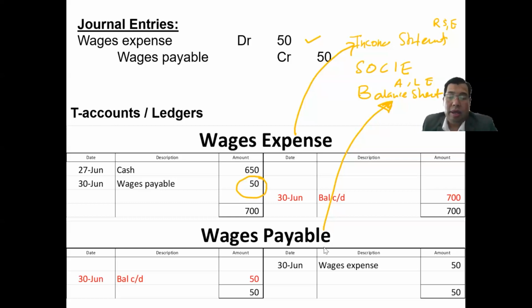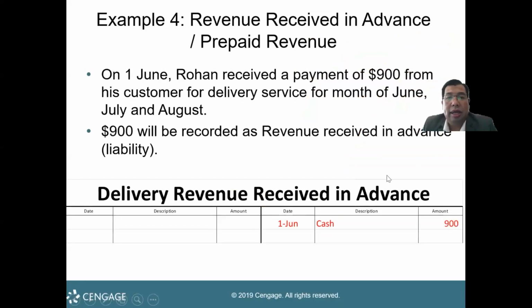Okay. So this is your wages payable. Let me move to the next adjustment. That is for revenue received in advance or prepaid revenue. What does it mean? Okay. This is just a modified example given by me. It's not available in the original slide.